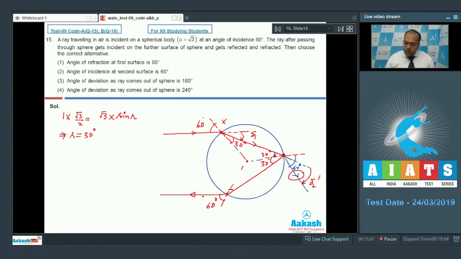But if I consider this reflected ray, here is the deviation 30 degree, here is the deviation 120 degree, and again here is the deviation of 30 degree. All the deviations are in the same sense, so the net deviation is 30 degree plus 120 degree plus 30 degree, so it comes out to be 180 degree. So option 3 is correct and 4 is wrong. So the correct answer for question number 15 is option 3. Let's move to question number 16.